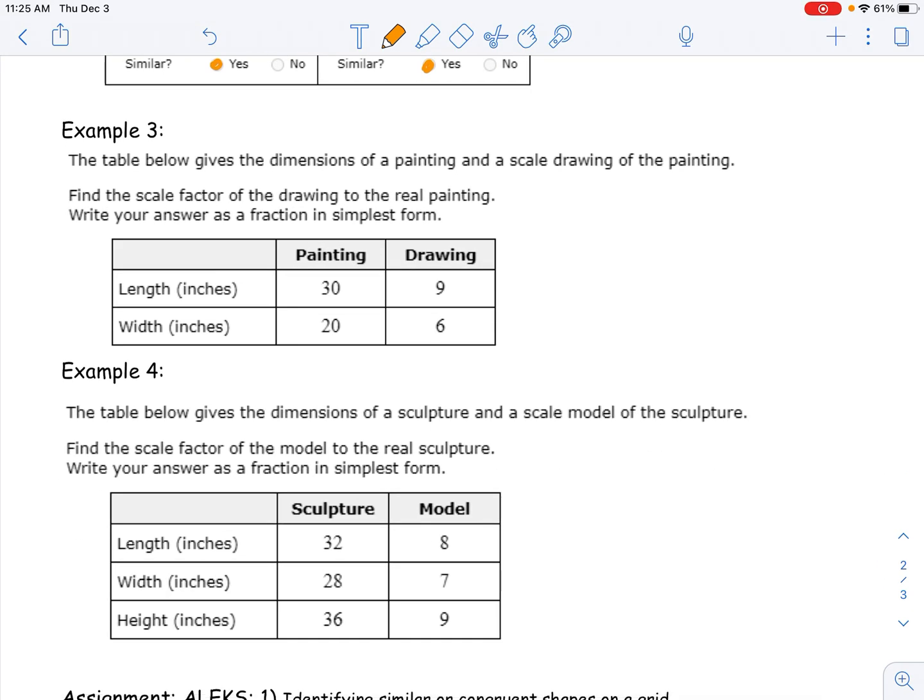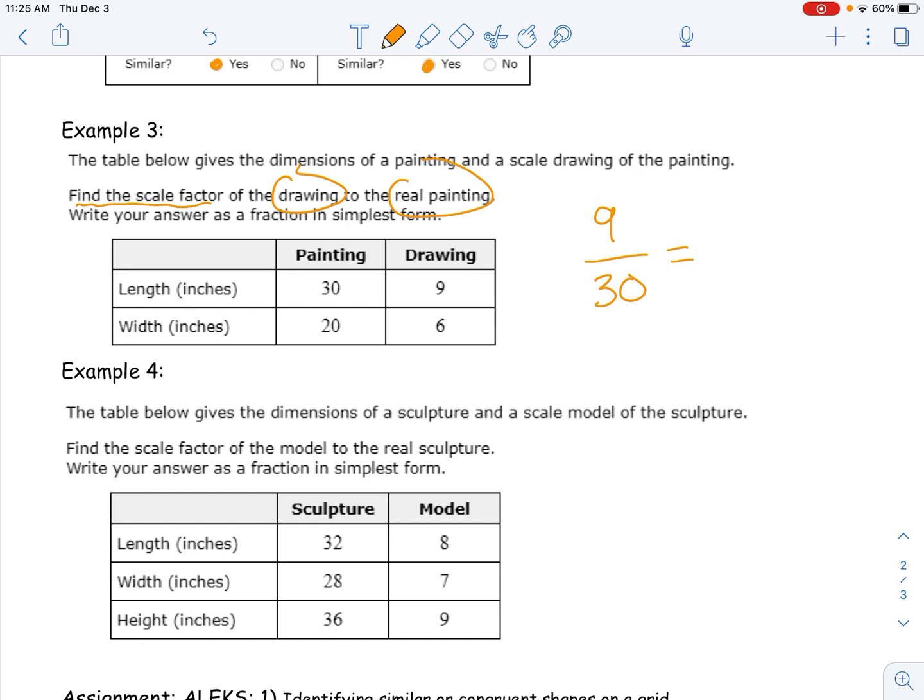Example 3, and this is where it gets a little tricky. It says find the scale factor, I'm reading the directions, of the drawing to the real painting. So drawing is going to come first, real painting would come second. That means I'm going to put the drawing on top. So the 9 would go on top, the 30 would go on bottom. Even though down here painting came first, and we saw that first, in the directions we want drawing to be on top.